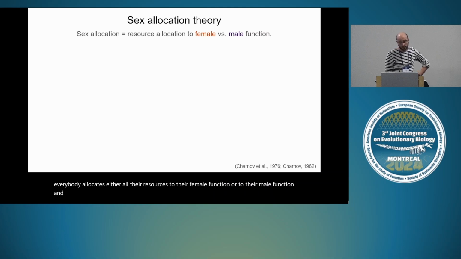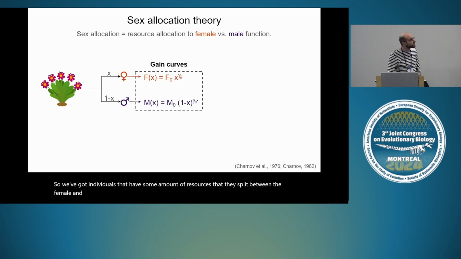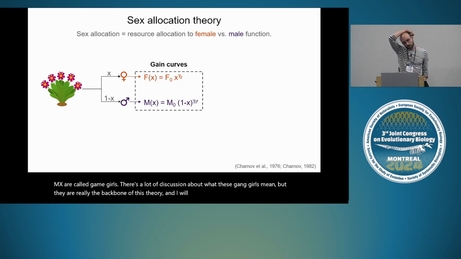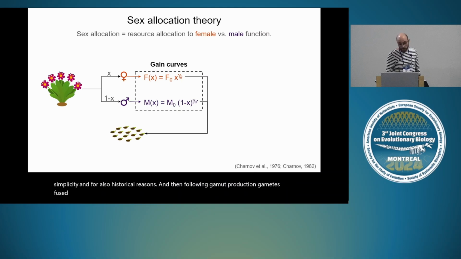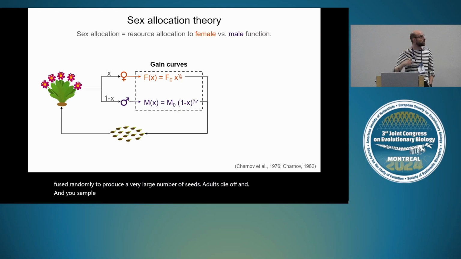And so the simplest sex allocation model goes as follows. So we've got individuals that have some amount of resources that they split between their female and male function. And this results in some fecundity given by these functions fx and mx that are called gain curves. And there's a lot of discussion about what these gain curves mean, but they are really the backbone of this theory. And I will use here just power functions for simplicity and also for historical reasons. And then following gamete production, gametes fuse randomly to produce a very large number of seeds. Adults die off, and you sample the next generation from the produced seeds.